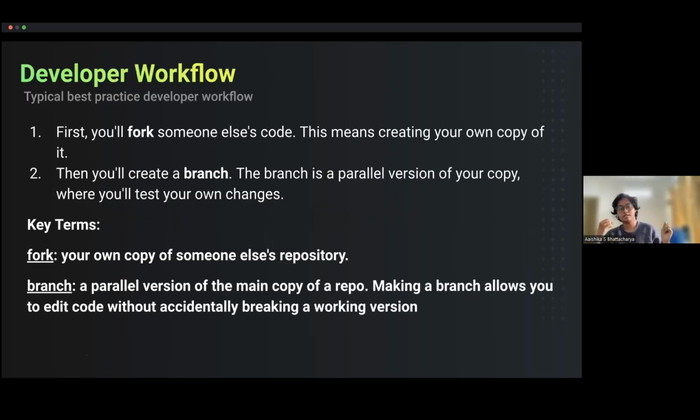So this is the typical best practice developer workflow that pretty much all of us follow. First up, we are going to fork someone else's code, and this means that we are going to be creating our own copy of it. Then you'll create a branch, and a branch is just a parallel version of your copy where you'll test your own changes. Talking about the key terms, forking a repository is basically copying somebody else's repository onto our profile.